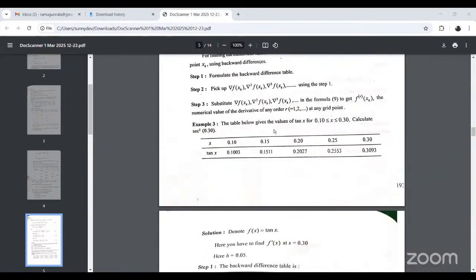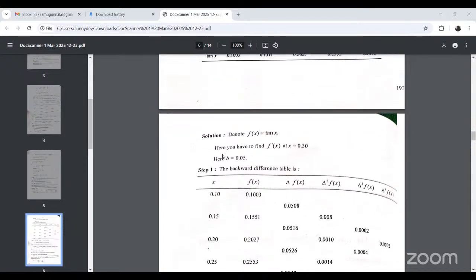See, the table below gives the values for tan x and they're asking us to find secant square 30. Generally we know that the differentiation of tan x is secant square x, no? So we need to find the derivative. They're asking for secant square 30, and tan 30 is already given. So we need to find the backward derivative, so we use the backward derivation formula.